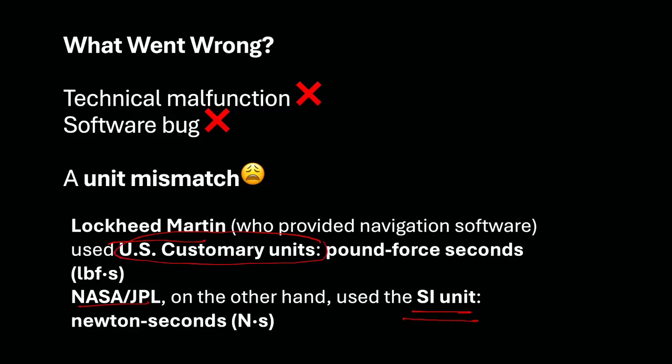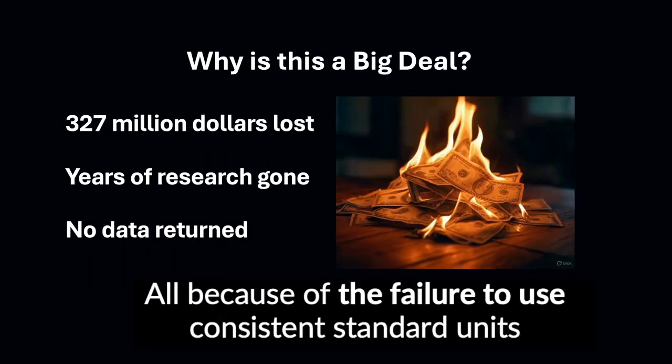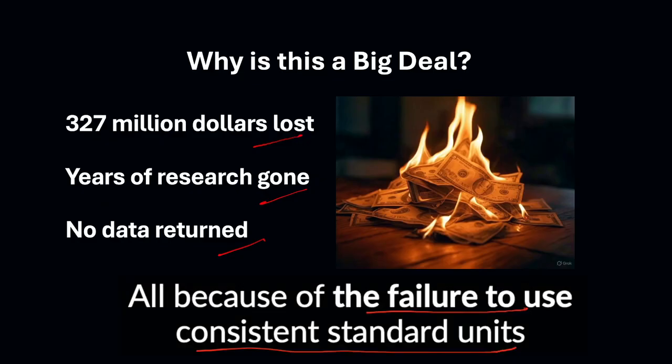Well, there are many different systems of measurement. We don't have to get into this US customary unit system right now, but all that we need to understand is there was a unit mismatch that led to the loss of millions of dollars. Years of research got wasted and we got nothing in return. Sheer wastage of time, money, and resources because of a silly error, that is, a failure of consistent standard units.